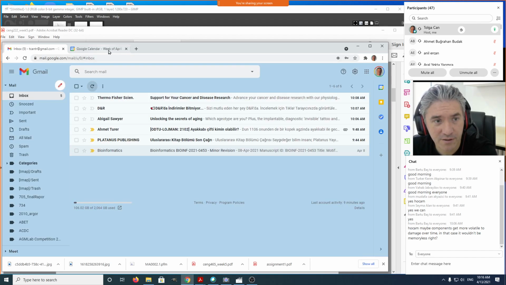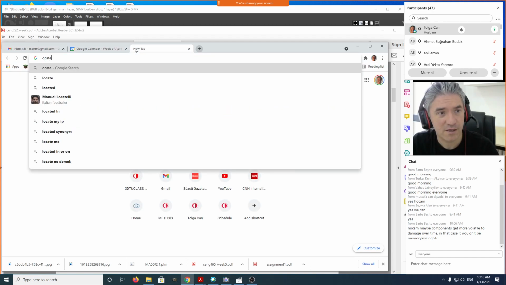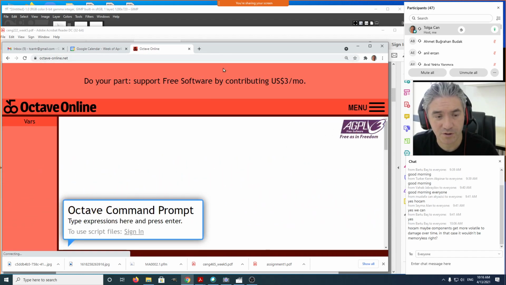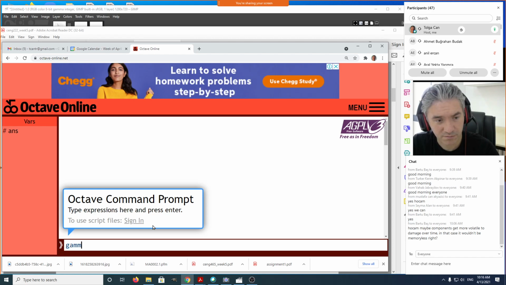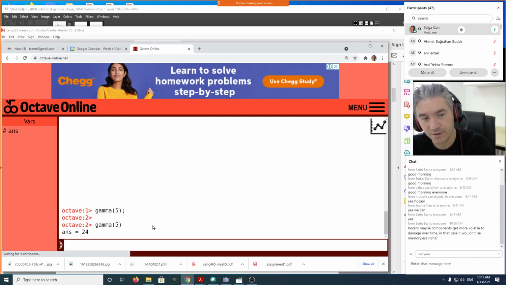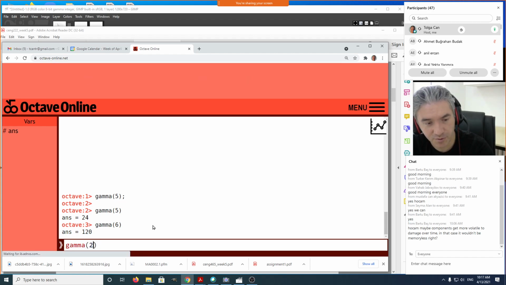For example, let's get back to Octave Online. Probably we have the statistics package that has this gamma function. So gamma 5, okay, 24. As you can see, gamma 5 is 4 factorial, right? 4 times 3 times 2, it's this. So gamma works just like factorial. Gamma 6 is 120. But one thing that is interesting here is gamma 2.5.